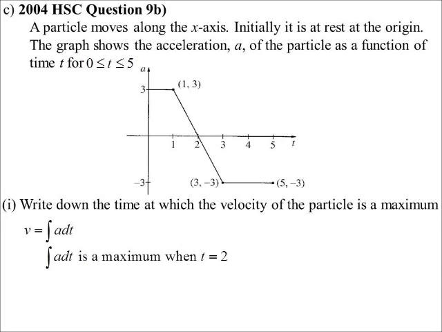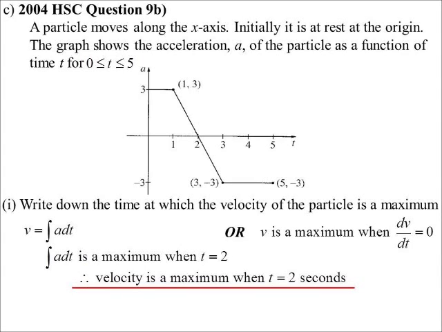If you wanted to, you could think of it this way. Velocity is a maximum when dv to t, the change in velocity, is equal to 0. Well, dv to t is acceleration. Where is acceleration equal to 0 again? Oh, it's equal to 0 at 2. So you can think of it that way.